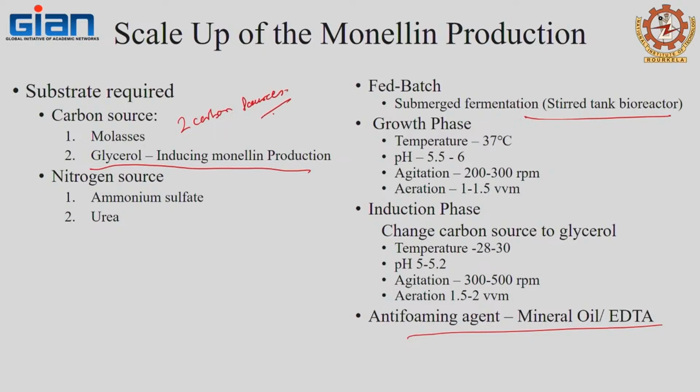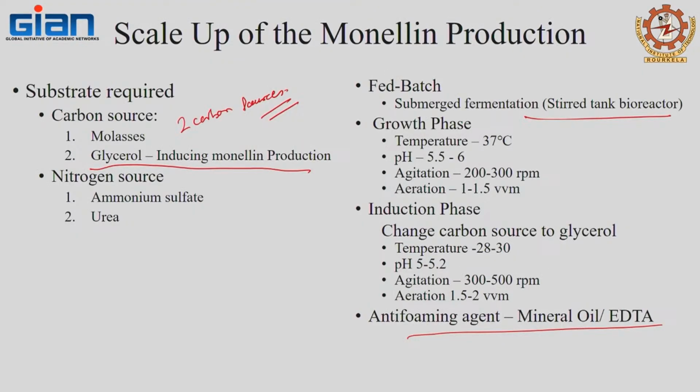Initially molasses, which usually contains glucose and sucrose, is used, followed by glycerol during the induction phase. Nitrogen sources are such as ammonia, ammonium sulfate and urea. Apart from that, we require different minerals, which we didn't mention exactly, but they are required for enzyme activity.